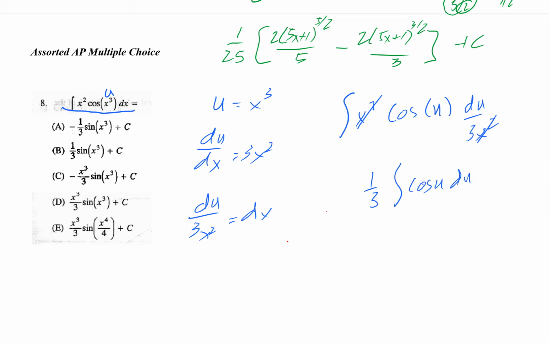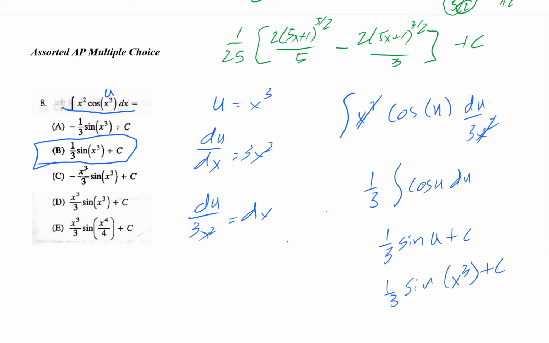Integral of cosine u is sine. Remember we're doing integration, so it's opposite, it's a positive sine. So you get 1/3 sine u plus c, which makes, plug our u back in, 1/3 sine of x cubed plus c. Find the one that matches, and there I go. Didn't fall for a negative. That's our first one.